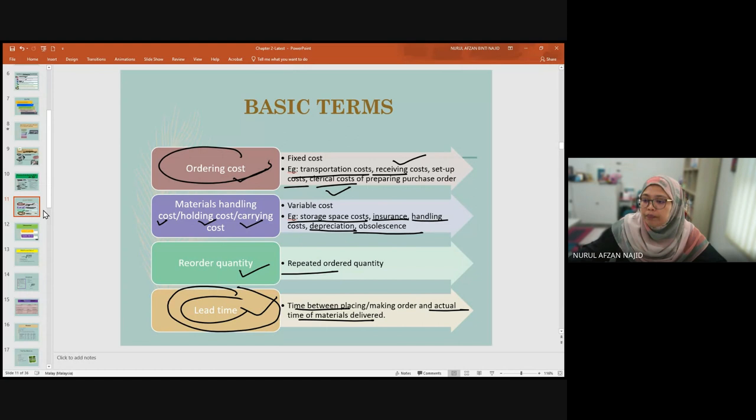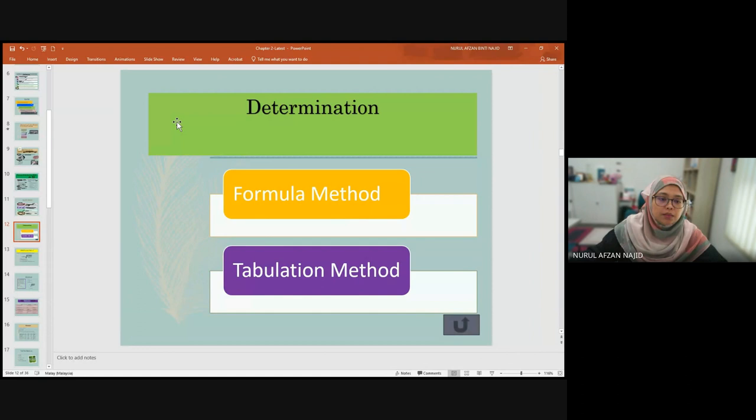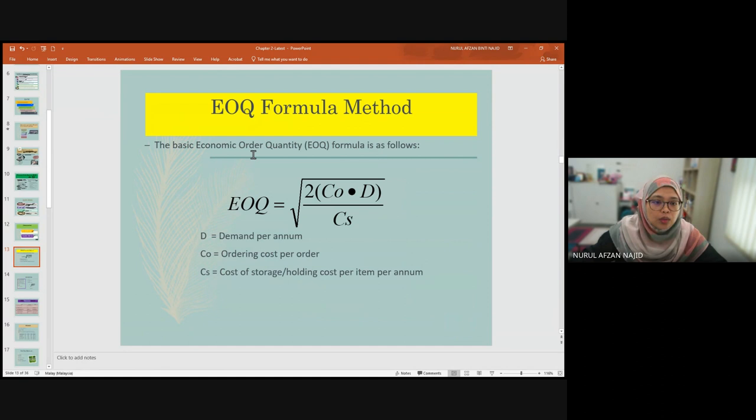So, how to calculate the EOQ? As mentioned before, there are two methods involved, which are formula method and tabulation method. Okay, formula method and tabulation method. So we go first to the formula method. So this is how you calculate the EOQ using formula method.